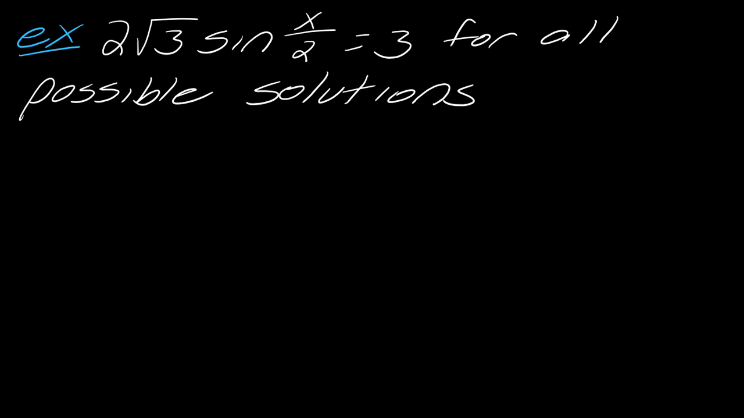Okay, so let's talk about this next one. 2 times the square root of 3 sine of x over 2 equals 3. I want to figure this out for all possible solutions. I just showed you the general method to this. I would highly recommend that you pause the video here. You know that you've got to isolate, so go ahead and try to isolate this sine of x over 2, and then try to solve the whole thing. Then hit play when you think you are ready or when you're stuck.